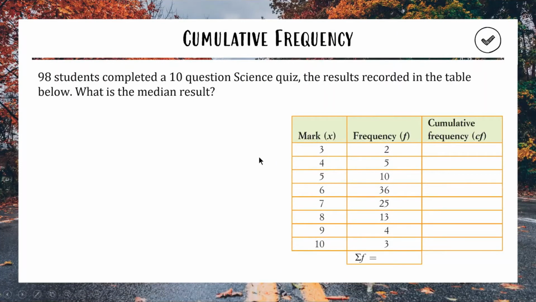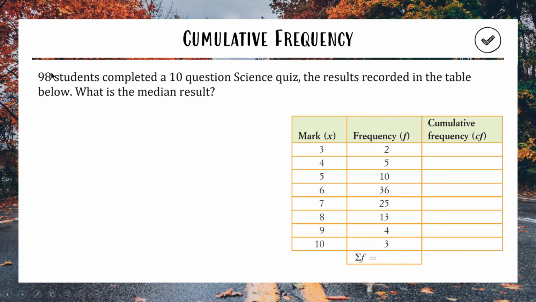Okay, next special type of table, which you may have seen before, but potentially not, is talking about cumulative frequency, CF for short. So we had 98 students complete a 10-question science quiz. The results are recorded in the table below. So the marks range from 3 to 10, and the frequencies are right here. We want to find the median result.